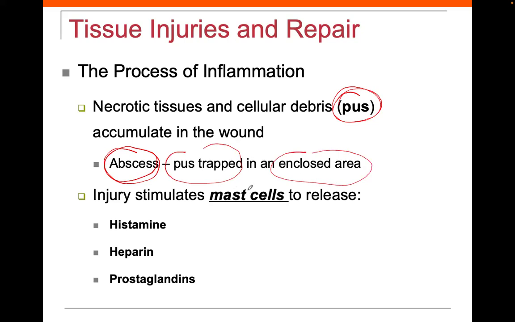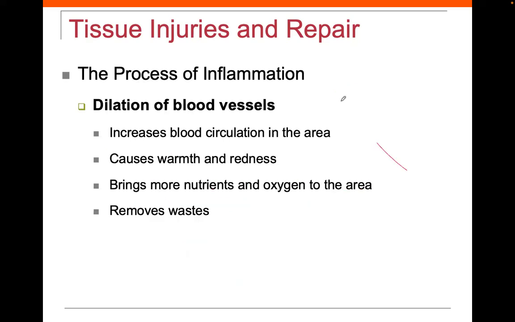We know that the injured area releases mast cells that release histamine, heparin, and prostaglandins. These signal pain and more inflammation. Heparin thins the blood, and histamine is your vasodilator. So it's really going to help to increase the blood flow to any given area. So when you have the dilation of the blood vessels, it increases the blood circulation. When you have more blood there, blood is 100 degrees, so it's warm. It's called red blood cells, so you get the redness.